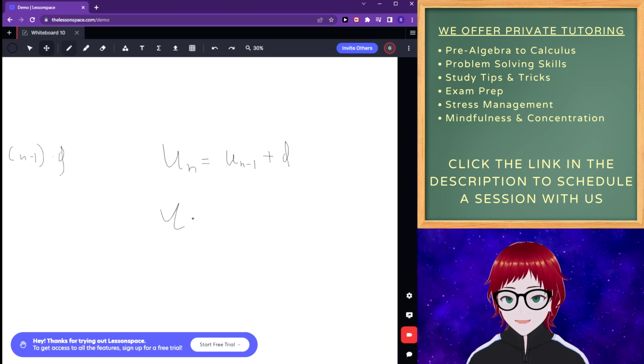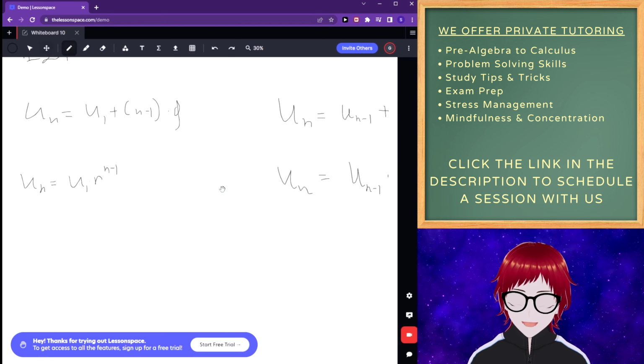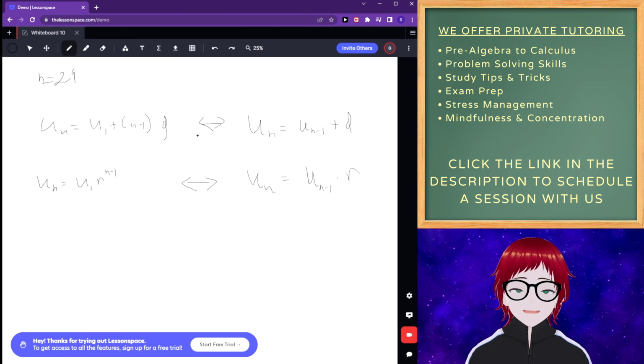We would say that the value of un is equal to the value of the previous term, un minus 1, multiplied by the common ratio r. And so do you see how we have two ways of writing both of these sequences? And really, they're identical.